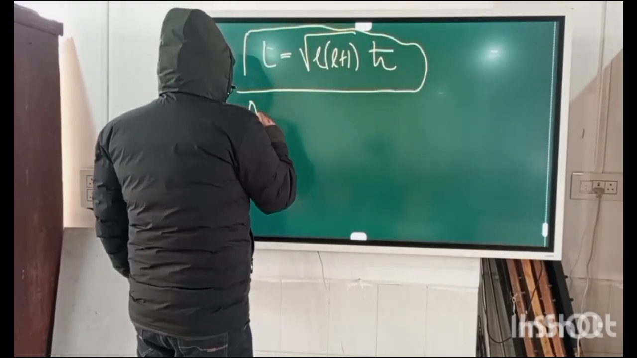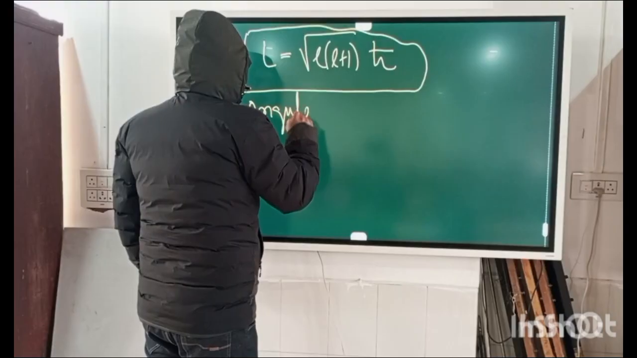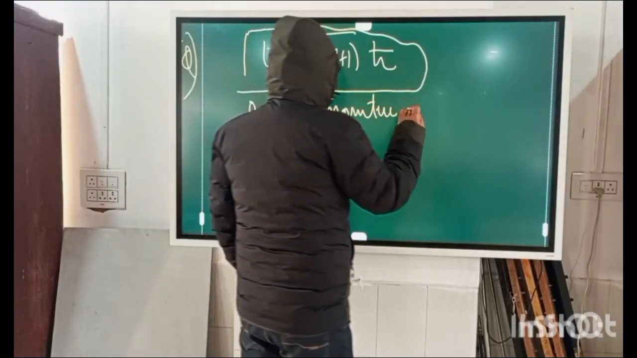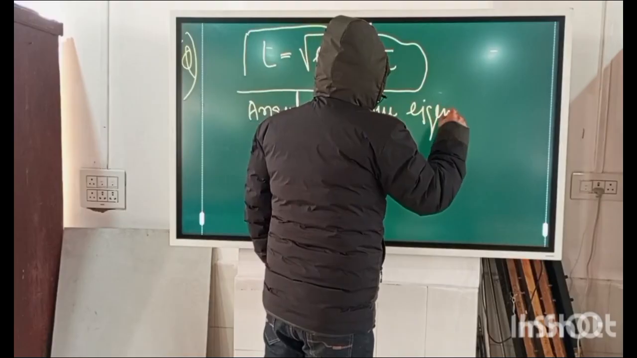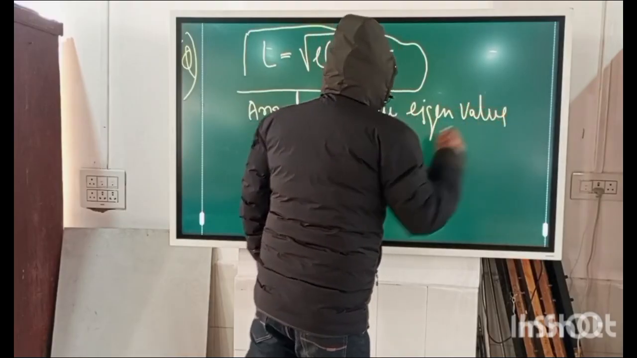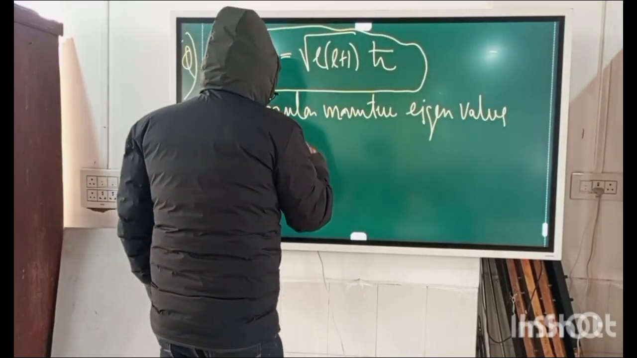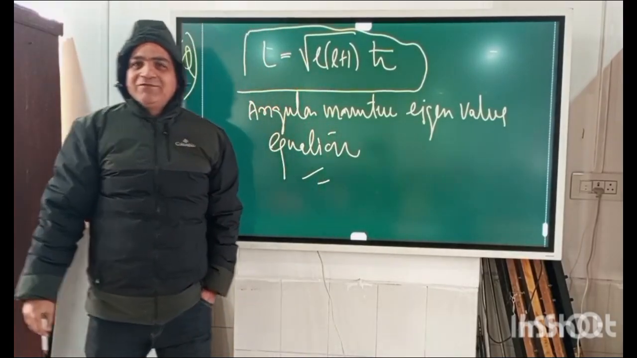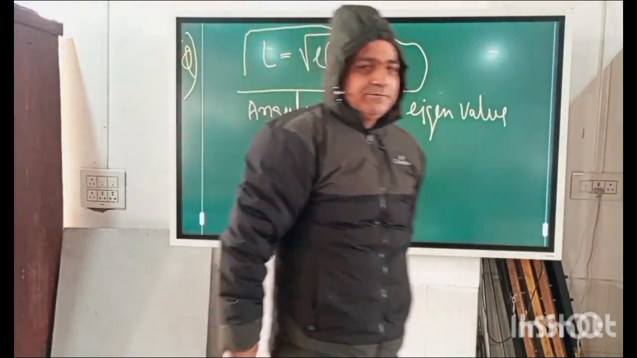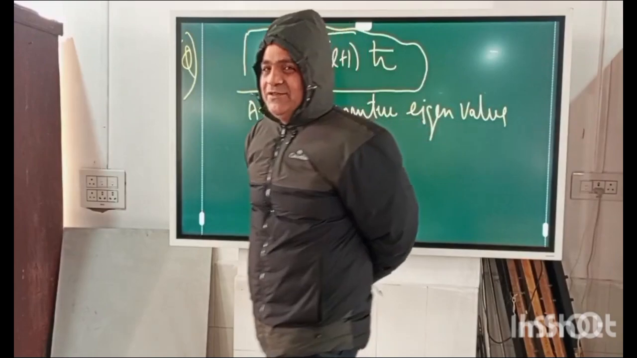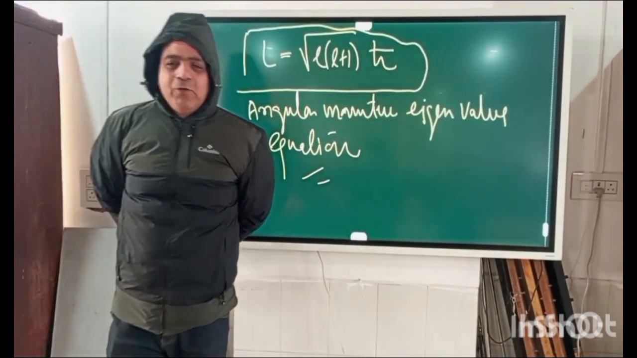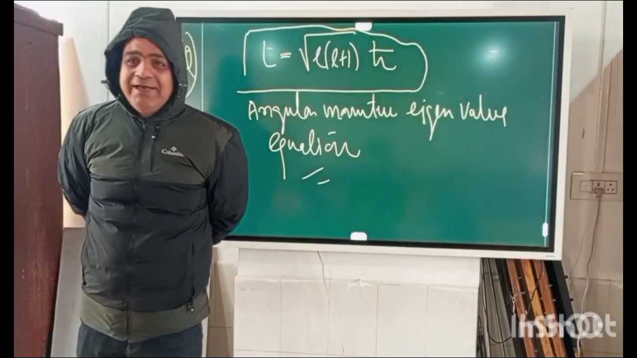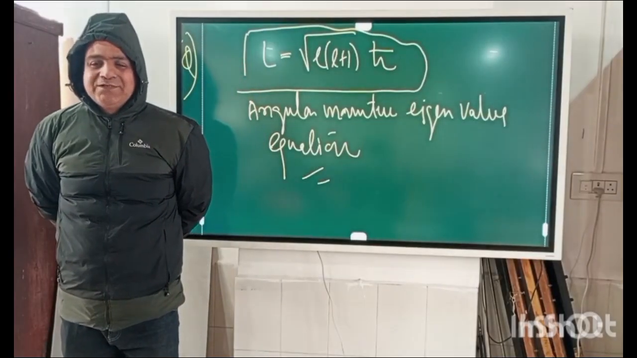So this is your angular momentum eigenvalue equation. Now let's have some discussion on it. What is the difference between the angular momentum that you have in classical mechanics and the angular momentum that you have calculated here? What is the difference?